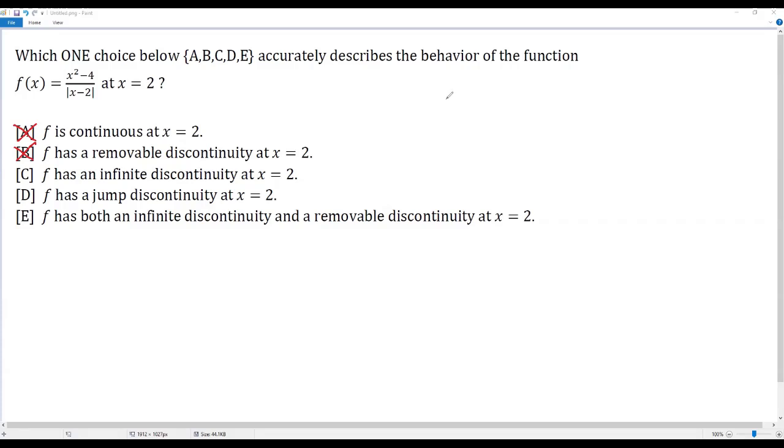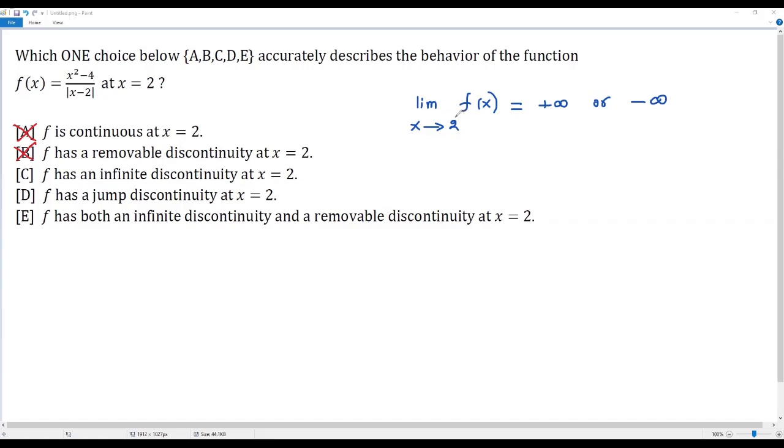Option C says f has an infinite discontinuity at x equals 2. How do we verify whether a function has an infinite discontinuity at a particular value of x? For that, we have to evaluate the ordinary limit as x tends to 2, which can also be called the double-sided limit of f of x. The result of this limit has to be either positive infinity or negative infinity. If it results in positive infinity or negative infinity, then I can say the given function has an infinite discontinuity at x equals 2.